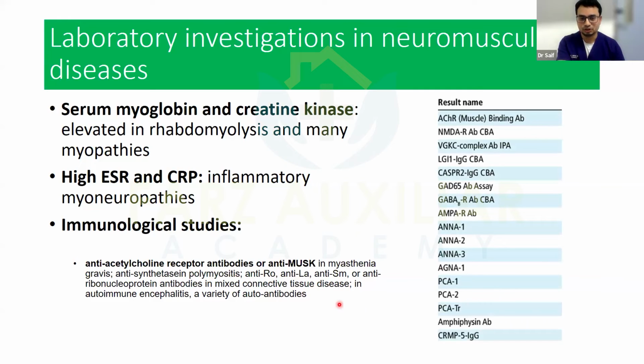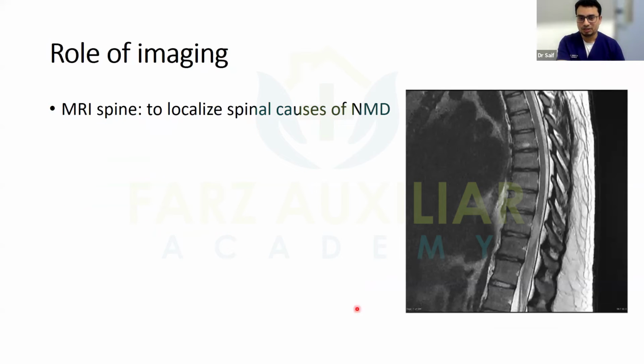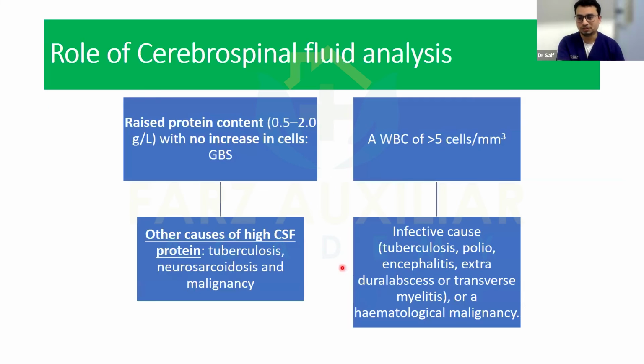and can detect specific disease. Now, regarding the role of imaging, MRI spine is important. It can localize the spinal causes of neuromuscular disease, such as cord compression, transverse myelitis, abscesses, extradural abscesses, or even demyelination. Okay, that can be seen on MRI spine. So this has to be ordered.